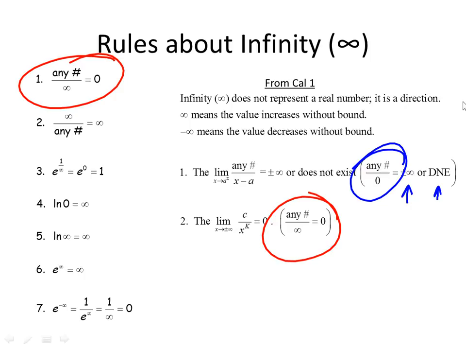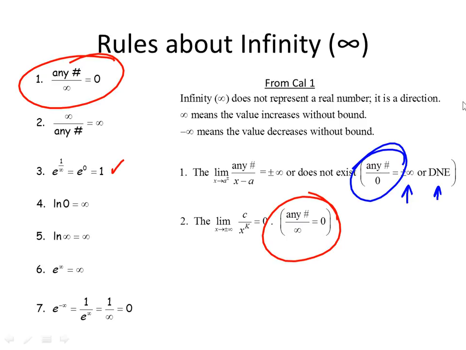Another one is here. At some point in time or another, we are going to get e to the 1 over infinity. And we've already said any number over infinity is going to go to 0. And we've also said anything to the 0 power is 1. So know that that automatically goes to 1.